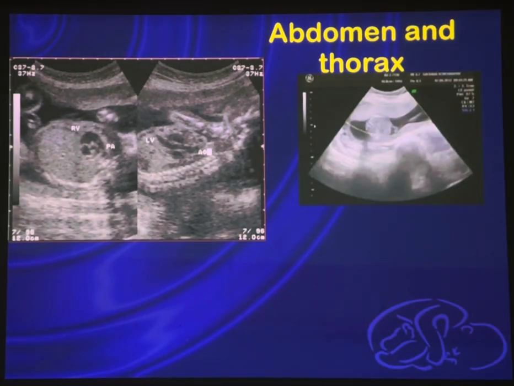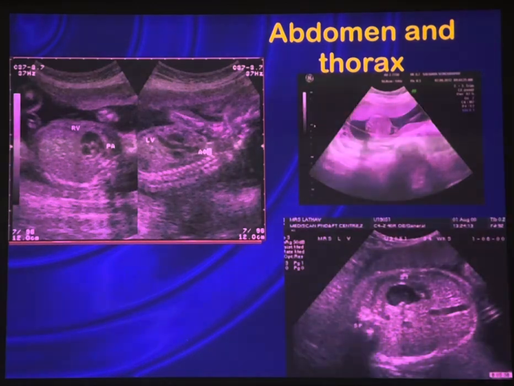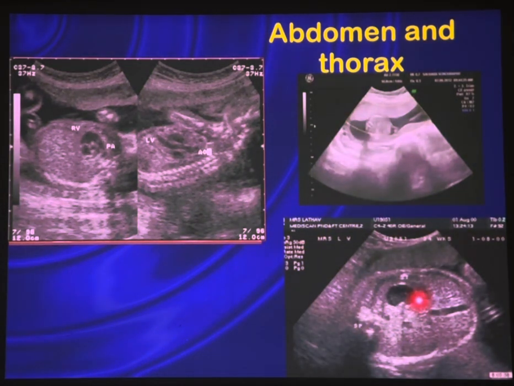In abdomen, you have to see three things. First, in abdomen and thorax: in the thorax, you can see the heart and two bilobed lungs. You can see the thymus also. So in the abdominal section, you can see three things: the stomach bubble, the hepatic portion of the umbilical vein, and posteriorly there is the spine. So this is a perfect abdominal section.